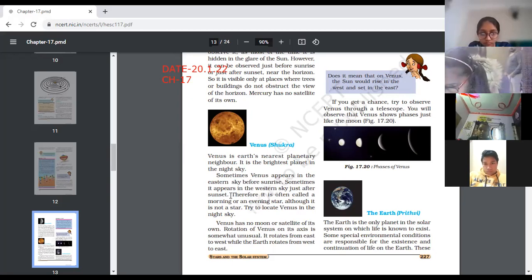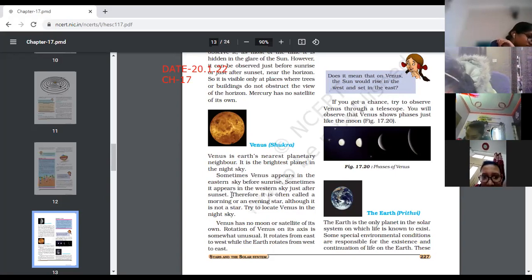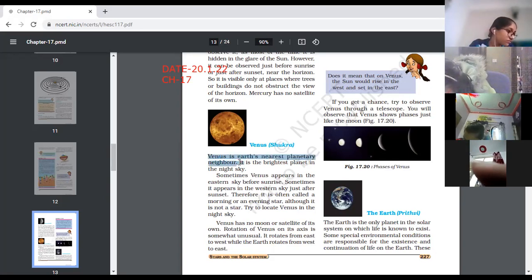Very important question regarding Venus. Why is it known as a morning or evening star, although it is not a star? So why do we say that Venus is a star? Beta, plenty of one-line questions are there. One more first line: Venus is Earth's nearest planetary neighbor. It is near to the Earth, the brightest planet in the sky.